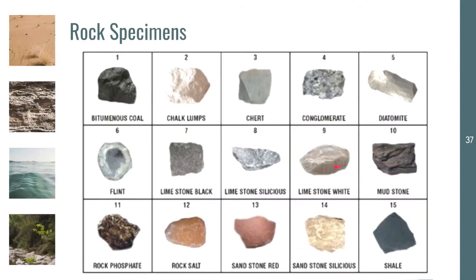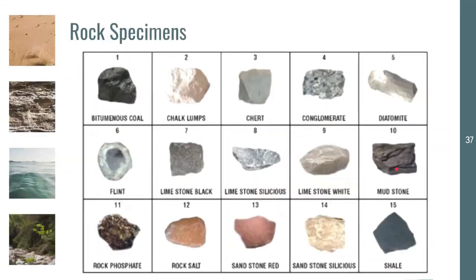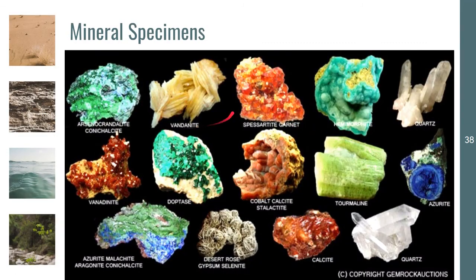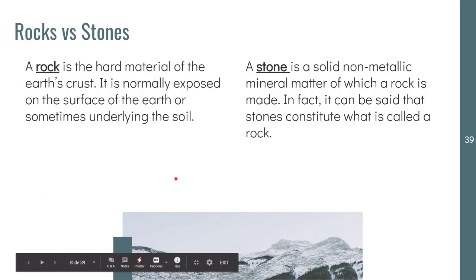So here in mudstone, you can have different types of crystals or different types of minerals. But here in vanadinite, it's just made up of vanadinite. Garnet is just made up of garnet. So minerals are actually quite pretty to look at. So that's one way to classify them.